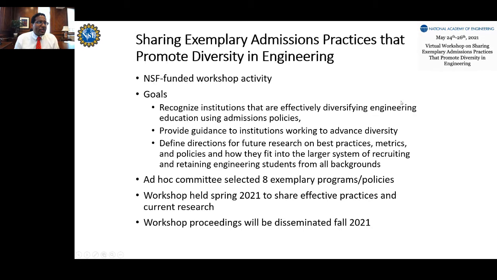So this is what we were trying to do. Beth, Katie, and a number of us were working together to help develop the goals and objectives for this workshop. So the goals were to recognize institutions that are effectively diversifying engineering education using admissions policies, to provide guidance to institutions working to advance diversity, and to define directions for future research on best practices, metrics, and policies, and how they fit into the largest system of recruiting and retaining engineering students from all backgrounds.